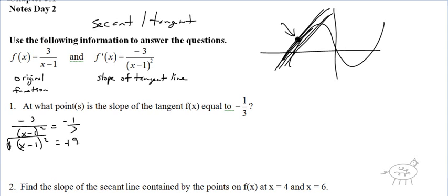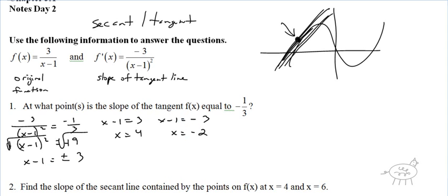So I can take the square root of both sides, and I get x minus 1 equals plus or minus 3, right? Square root of 9, 3. So we got two problems here. We got x minus 1 equals 3 and x minus 1 equals negative 3. So x equals 4 and x equals negative 2.